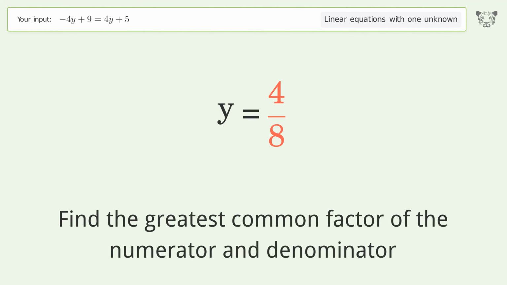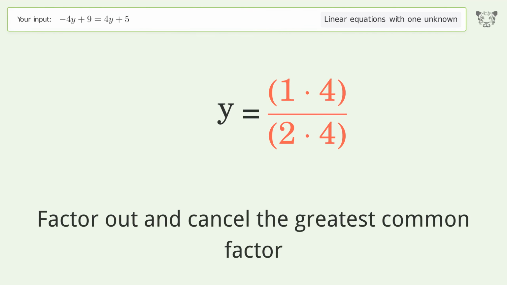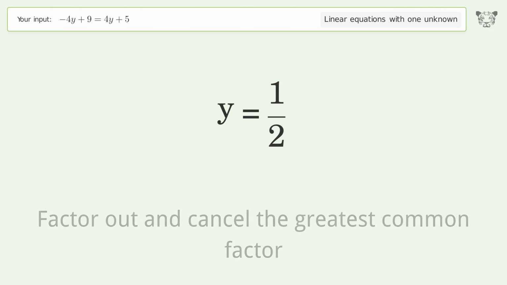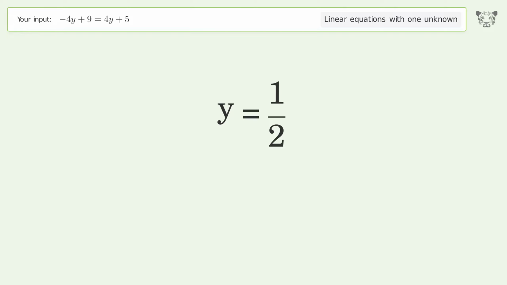Find the greatest common factor of the numerator and denominator. Factor out and cancel the greatest common factor. And so the final result is y equals 1 over 2.